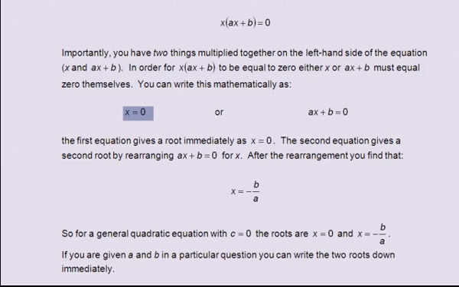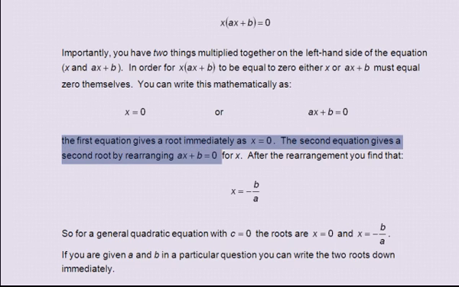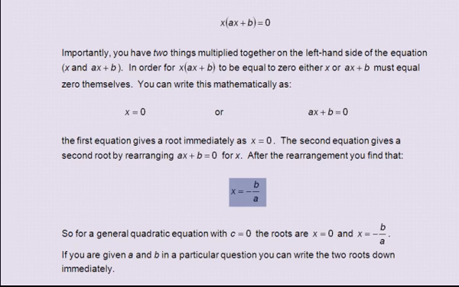x equals 0 or ax plus b equals 0. The first equation gives a root immediately as x equals 0. The second equation gives a second root by rearranging ax plus b equals 0 for x. After the rearrangement, you find that x equals minus b divided by a.